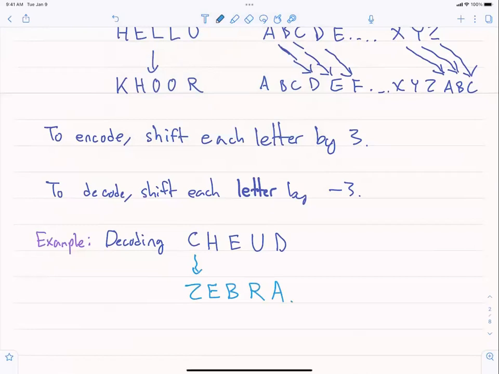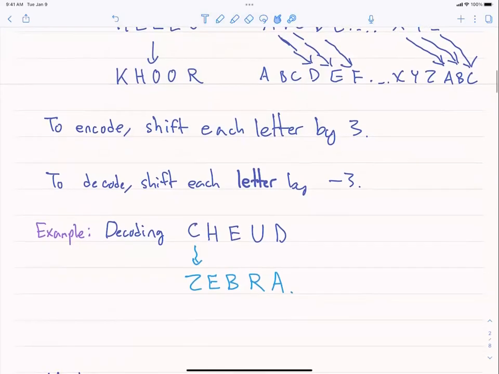Okay, so my friend is not much of a conversationalist. I told him hello, and he told me zebra. But hey, he sent me the message, so that's good. Okay, so everything we do, we're actually going to build on this simple idea.